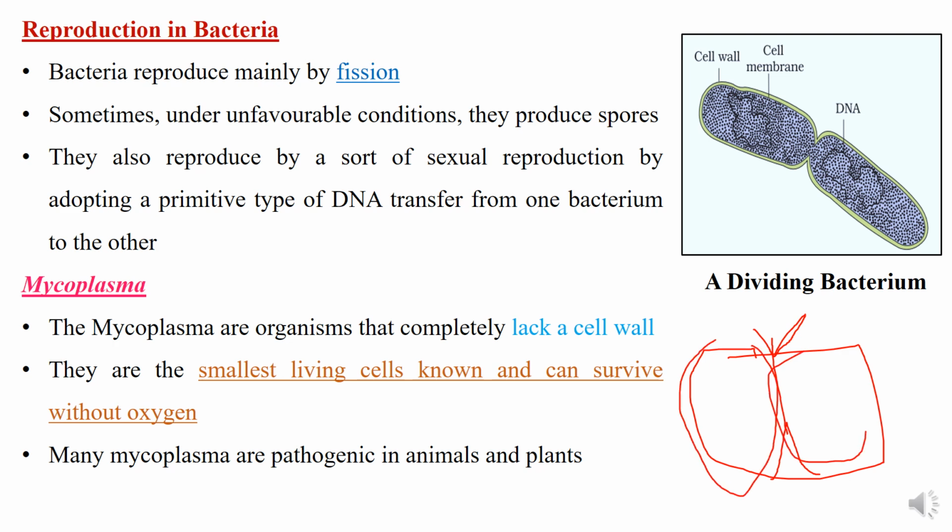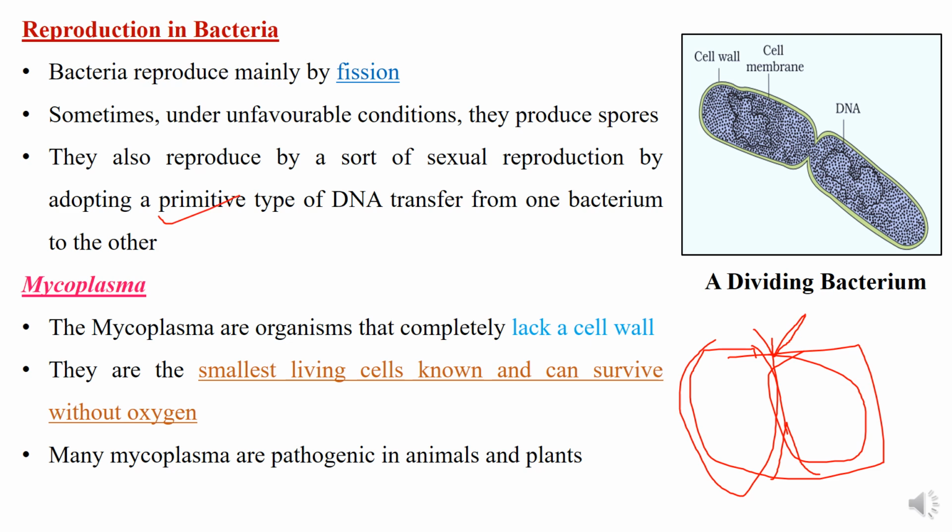Again this bacterial cell undergoes division, and the same thing is repeated. And the genetic material also divides. Sometimes under unfavorable conditions, these bacteria produce spores like endospores, because of which they can survive for many years. There is also a form of sexual reproduction, like transformation, conjugation and transduction. I will explain that in a separate video. Because of those, a primitive type of DNA transfer from one bacterium to another takes place.